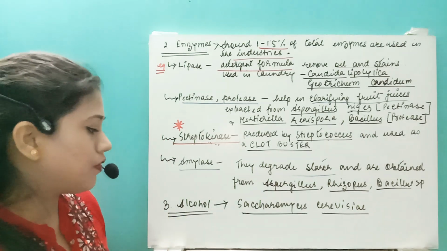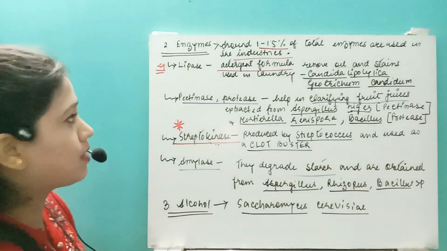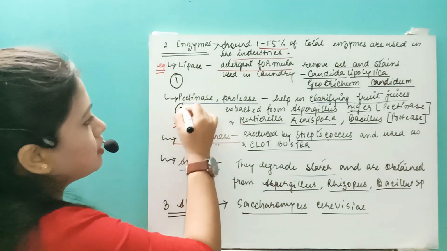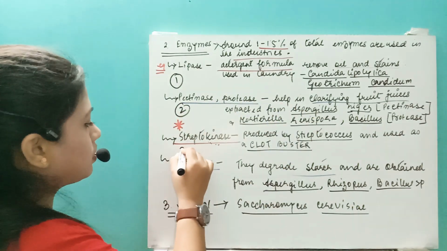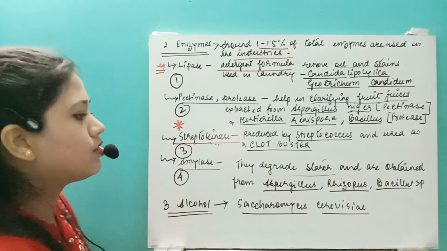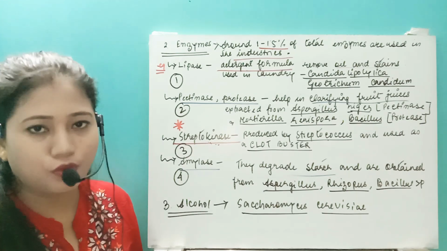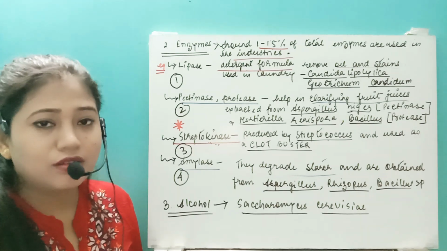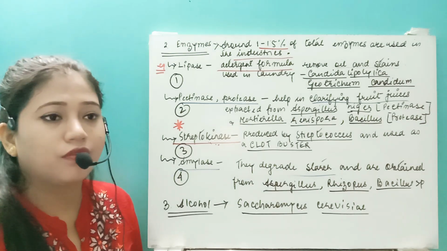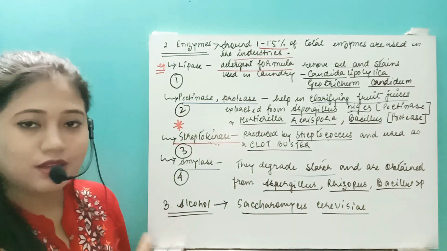Okay, so these are all about the enzymes. How many enzymes have we discussed? Lipase enzyme, a detergent agent; pectinases and proteases, clarifying agents; then streptokinase, a clot buster; and amylase for degrading starch. If you can remember these examples, that is more than enough. And yes, another type like casein. Casein is used for the production of cheese, different kinds of cheese. So these are the enzymes.